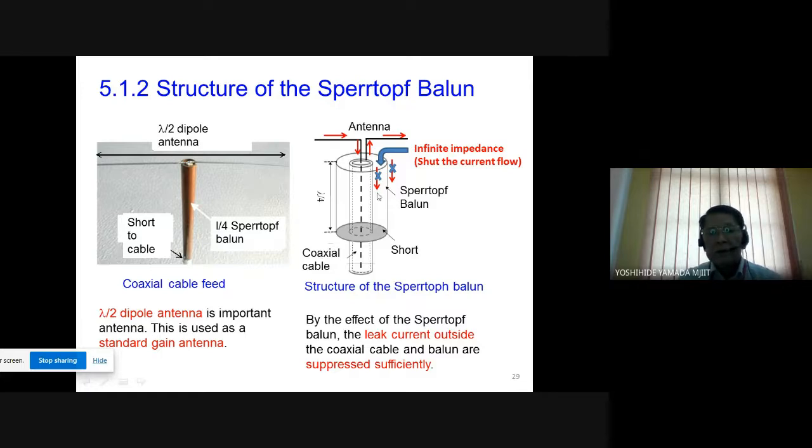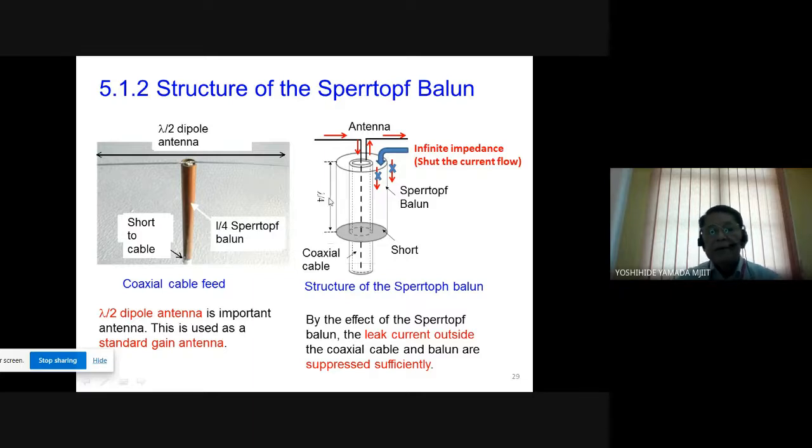So this balloon is called a sleeve-top balloon. Its length is a quarter wavelength, and it is attached to the outside conductor of the coaxial cable. And this is the soldering.